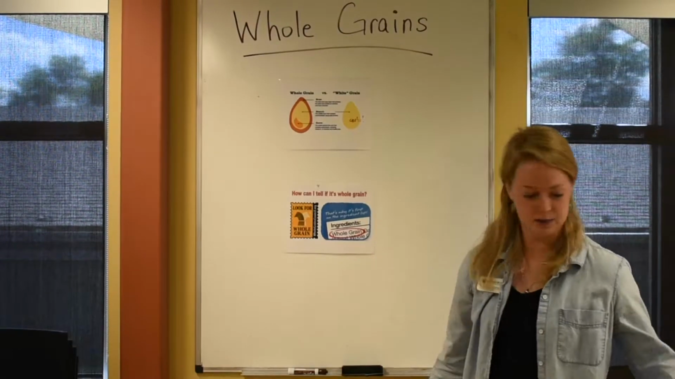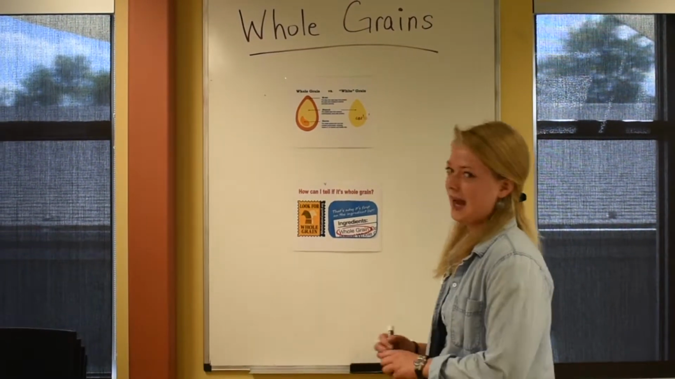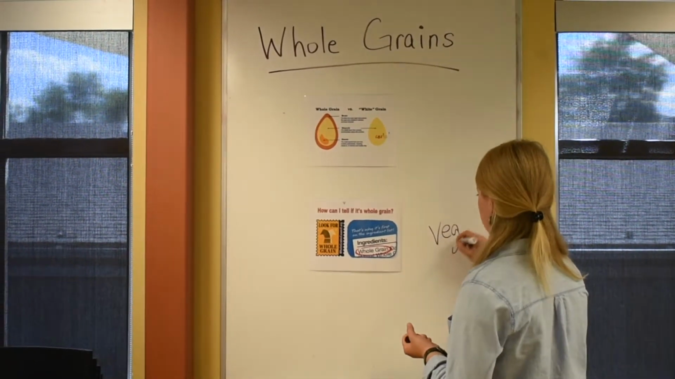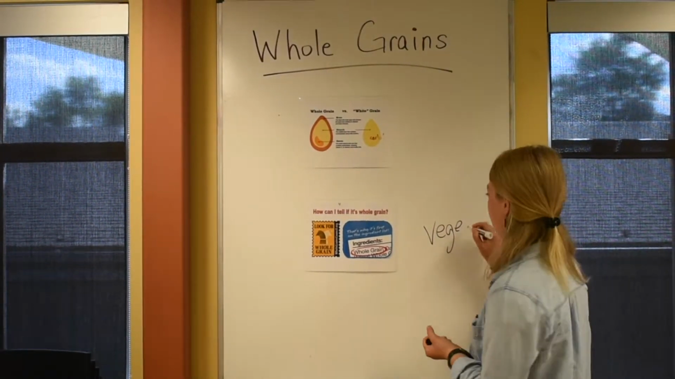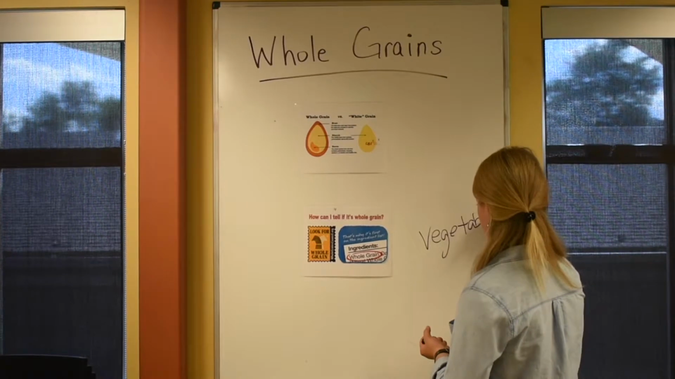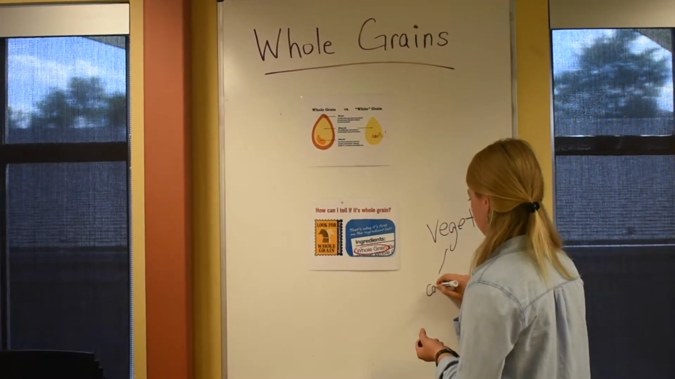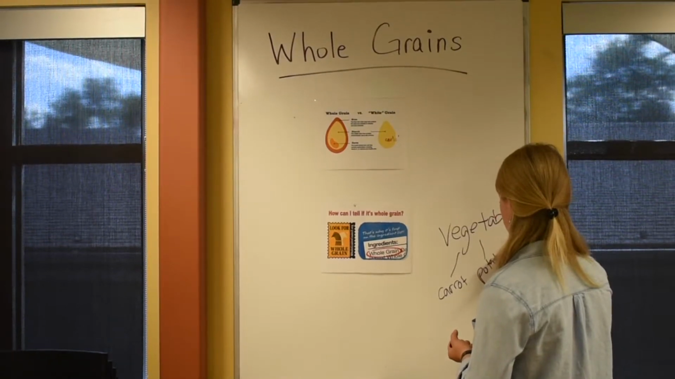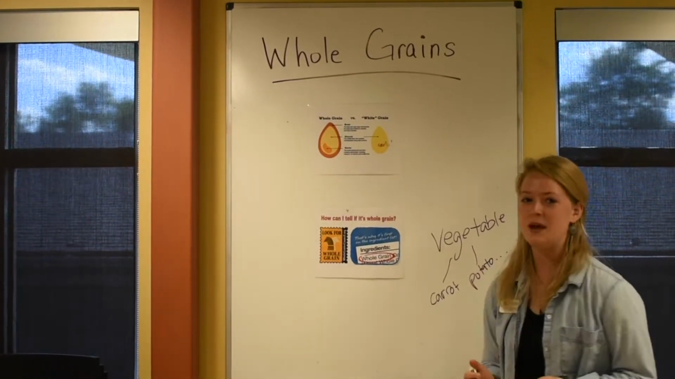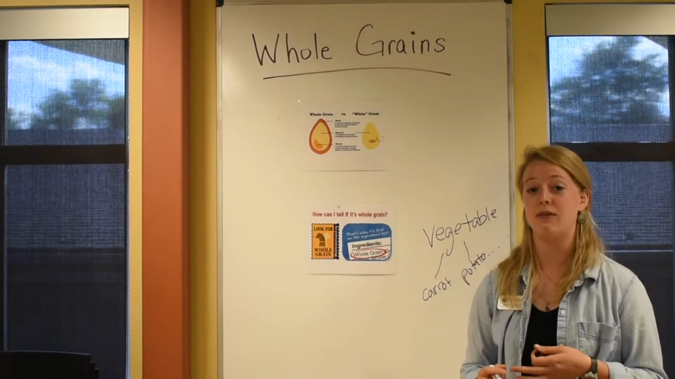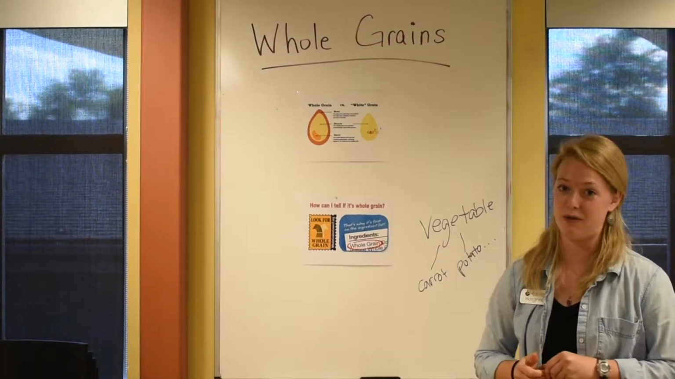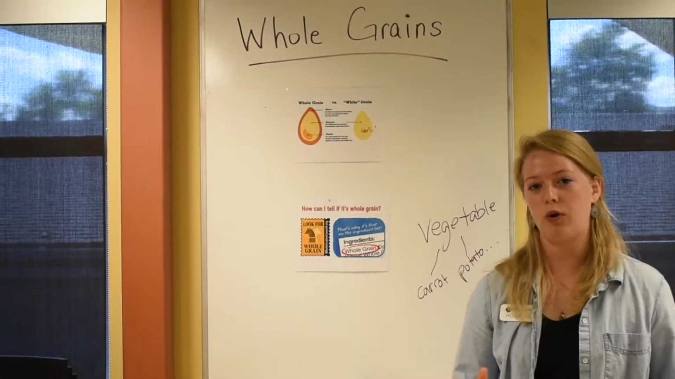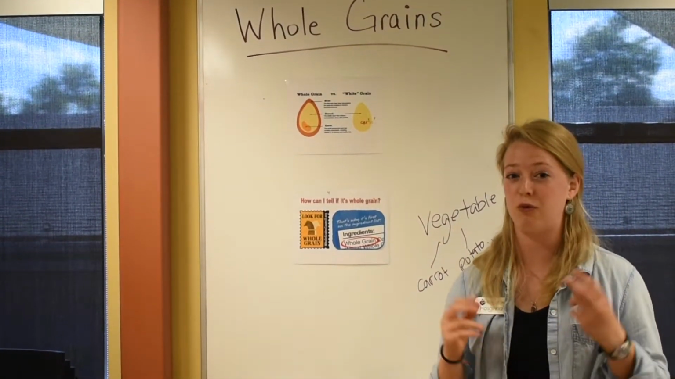Asking about the difference between whole grain and whole wheat is like asking the difference between a carrot and a vegetable. All carrots are vegetables, but not all vegetables are carrots. Same with whole wheat. Whole wheat is a kind of whole grain, but there's a lot more whole grains out there.